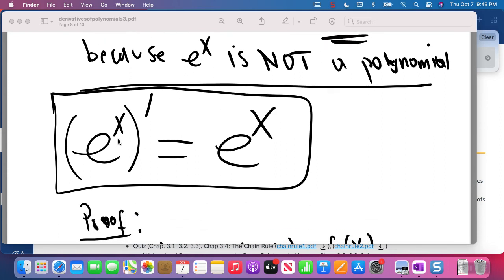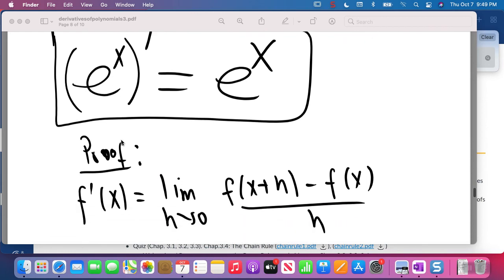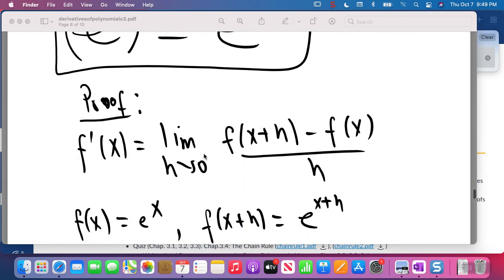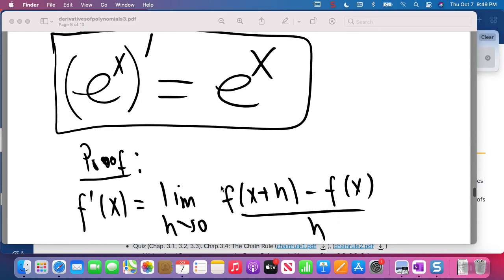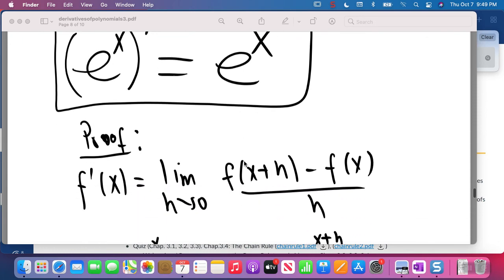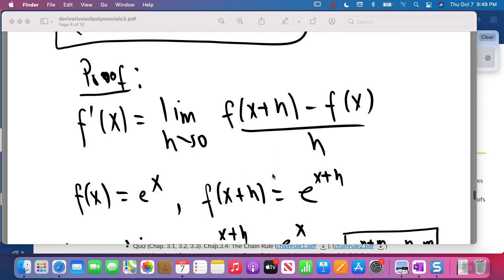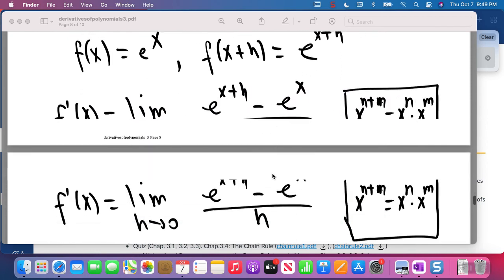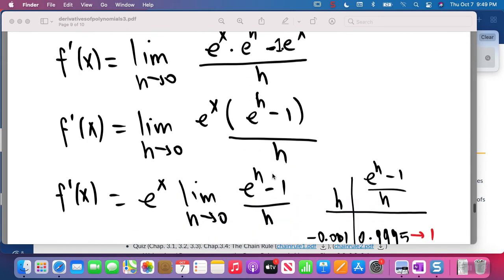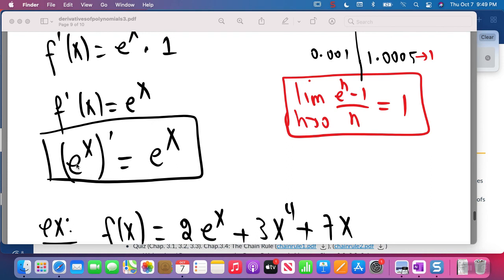But we know the derivative of e to the x is e to the x. So that's the proof. The proof is given here, just to prove that anytime you're taking the derivative of e to the x, it is itself, e to the x. So the proof, if we use the limit definition of the derivative to prove it, it's been proven here. I'm not going to go through the proof, but we just have to know the derivative of e to the x is e to the x.